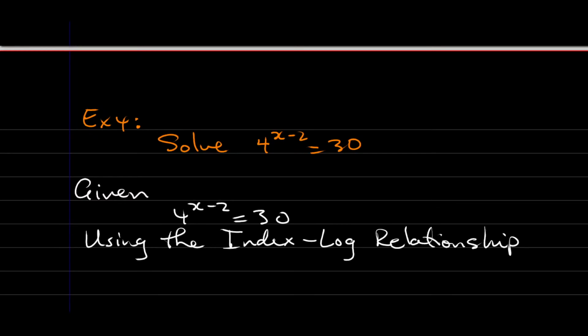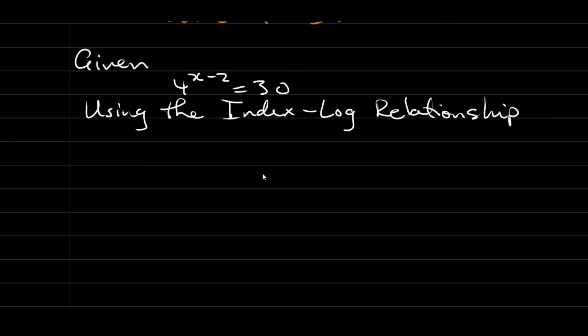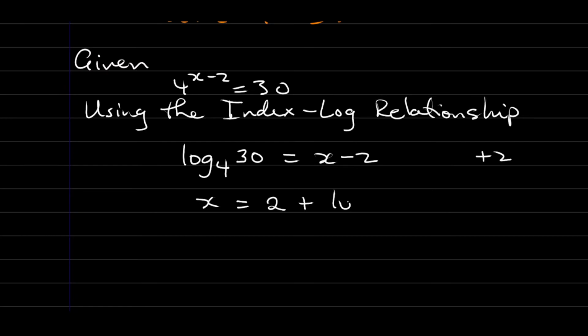using the index log relationship, we're going to rewrite this and we're going to say, okay, well, 4 is the base. So we're going to have log to the base of 4. 30 is on the other side, so we're going to put 30 over here. And then this is going to be equal to x minus 2. And I'm going to just simply make x the subject of the formula by adding 2 on both sides. I like the x on my left-hand side. So x is going to be equal to 2 plus log to the base 4 of 30.